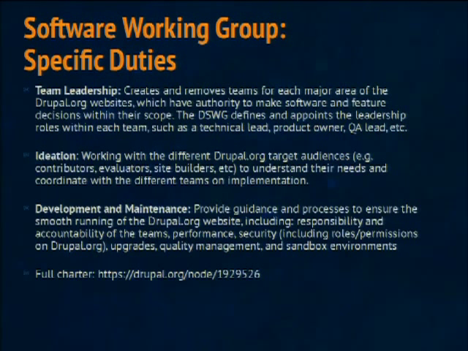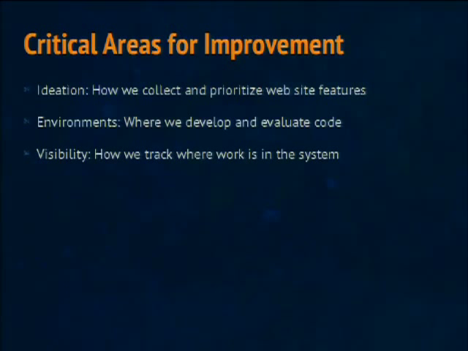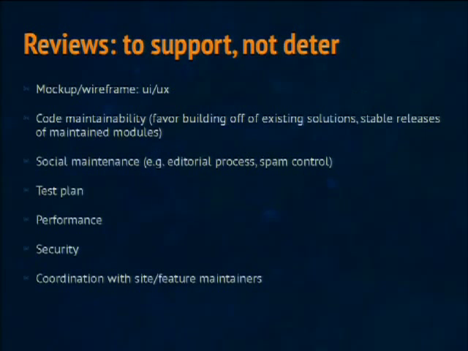And there are many other working groups that are having conversations during this conference. So these critical areas of improvement: ideation, how do we collect and prioritize website features for appropriate audiences? Environments, where do we develop and evaluate code? And visibility, how do we track work in the system? Those are the three things that I want to turn over to people to talk about in groups, because we won't get through all three of them as a single group today.